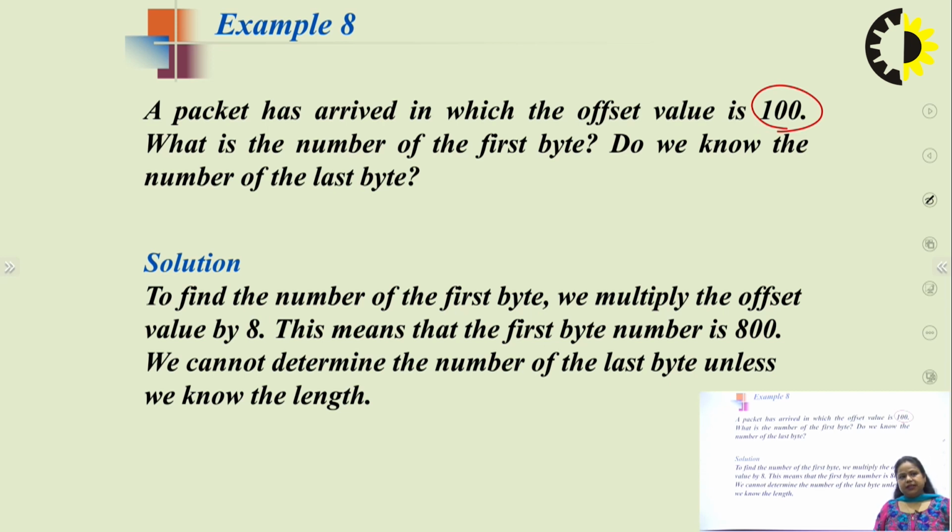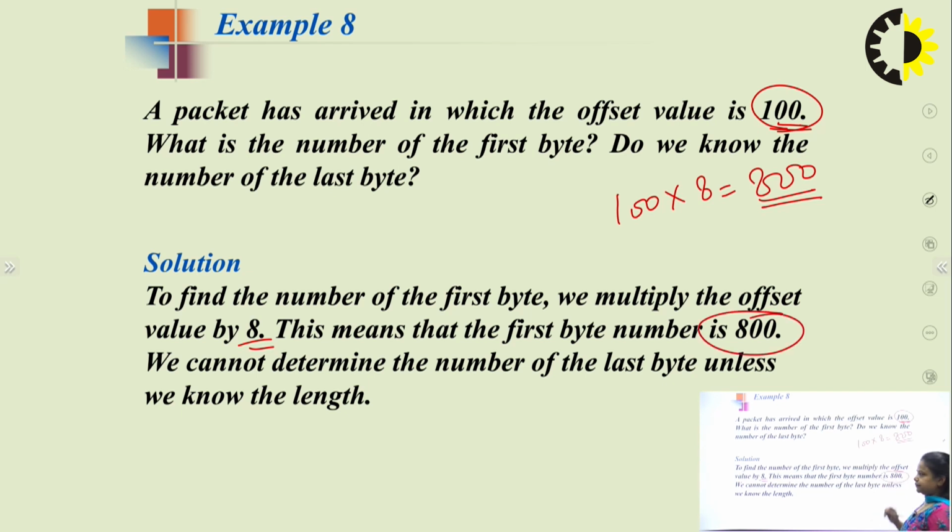Generally we know, if we want to find the first byte, we have to multiply the offset value by 8. Why? Because we divided it to calculate the offset value, so we similarly multiply that value. The offset value is 100, so we do 100 into 8, that comes out to be 800. So we can say whatever the data we are sending, the first byte number is 800.